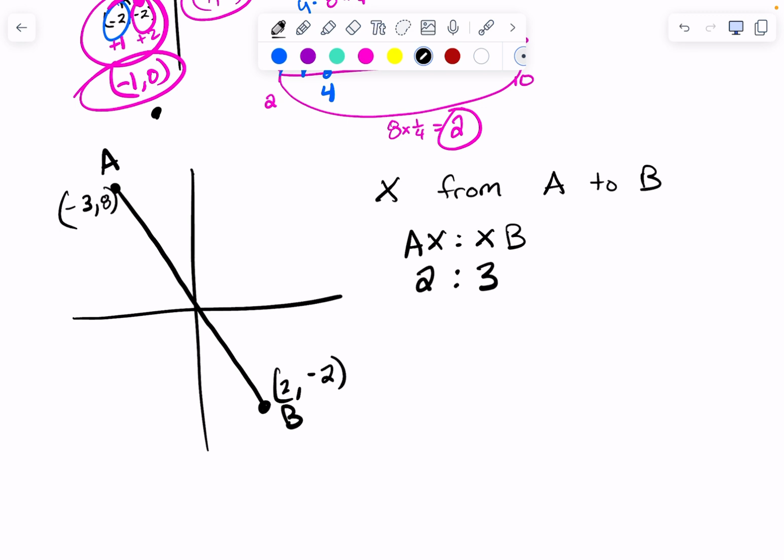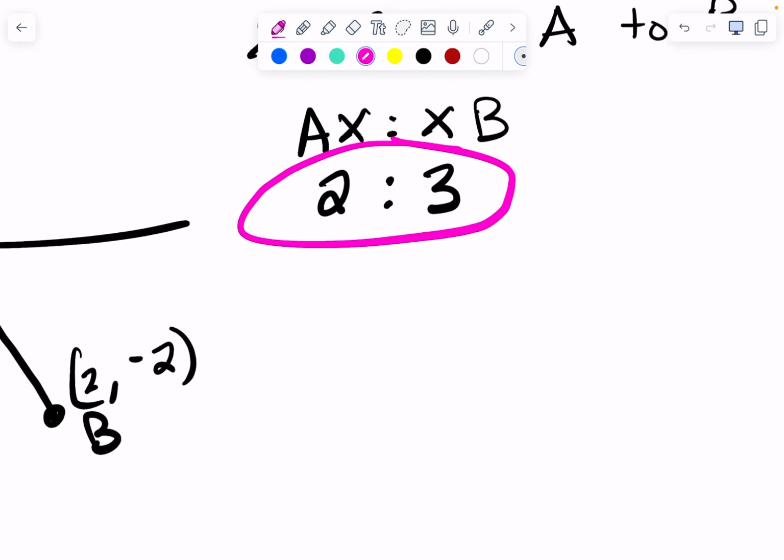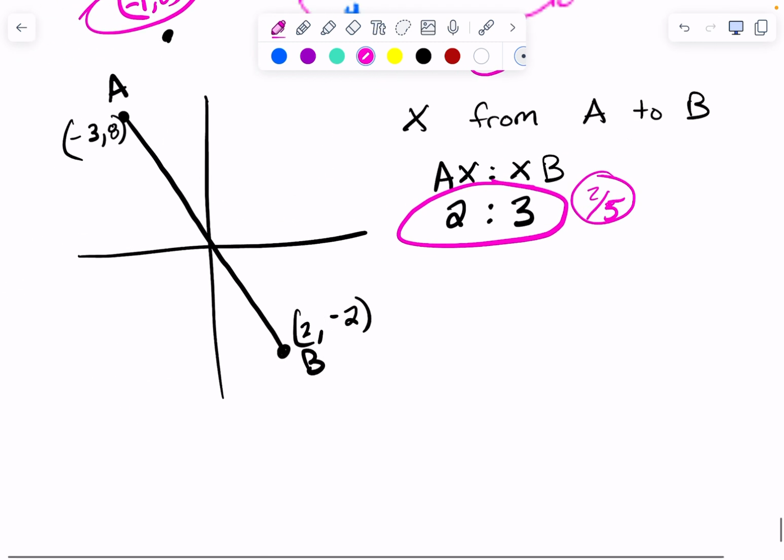All right, should we go through this? Let's talk through this real quick. When it says 2 to 3, what is that as a fraction? If you're stuck, make sure you're listening right now. It is 2/5. 2 to 3 means 2 out of 5 chunks, right? I want to go 2/5 of the distance.